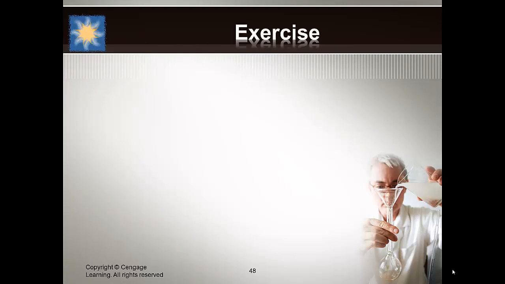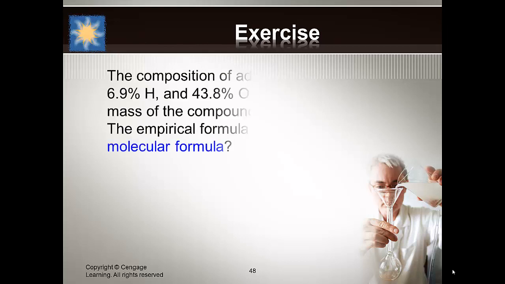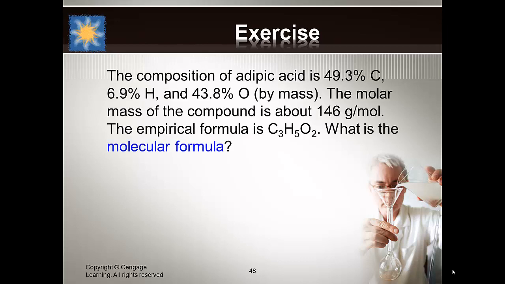Here's our next exercise. The composition of adipic acid is 49.3% carbon, 6.9% hydrogen, and 43.8% oxygen by mass. The molar mass of the compound is about 146 grams per mole. The empirical formula is C3H5O2. What is the molecular formula?